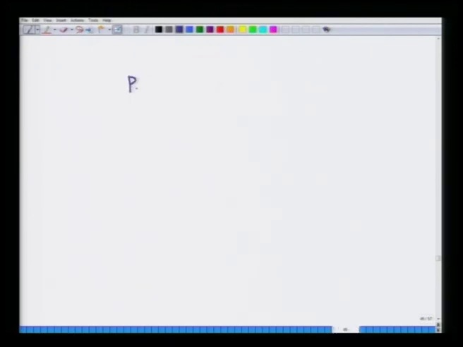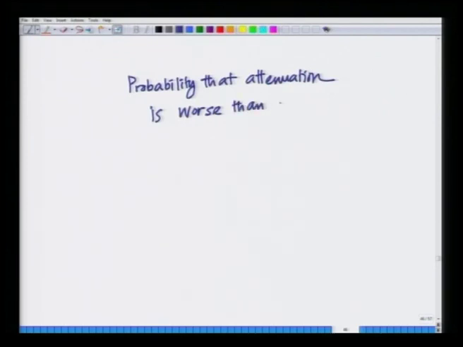So, let me summarize what we have computed. The probability that the attenuation is worse than minus 20 dB is 0.01, or essentially 1%. All right.